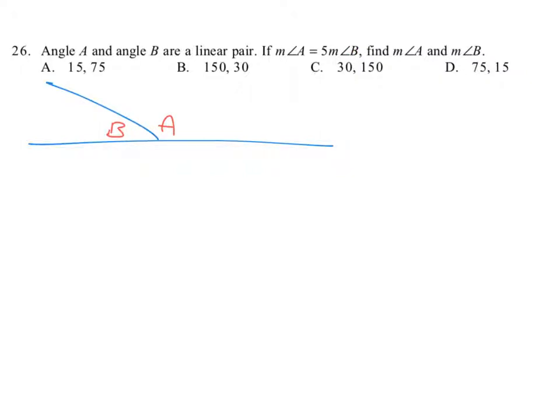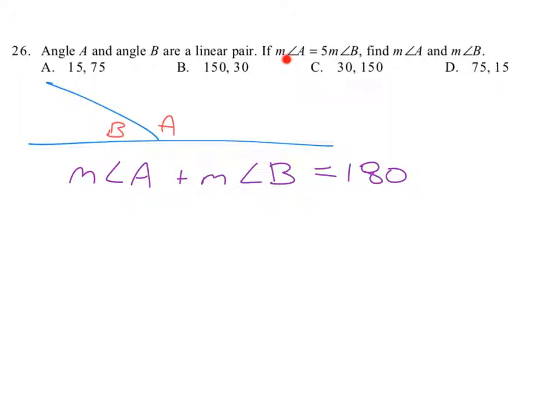So check out how we do this. I'm going to write this here and say, okay, we've got the measure of angle A plus the measure of angle B equals 180. Okay? Now, I'm going to use substitution here. I'll show you what I mean in a second.